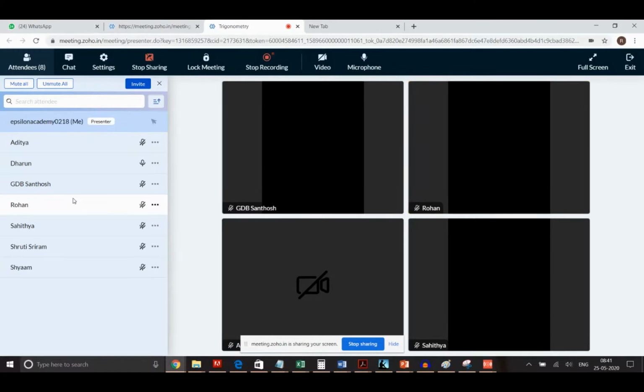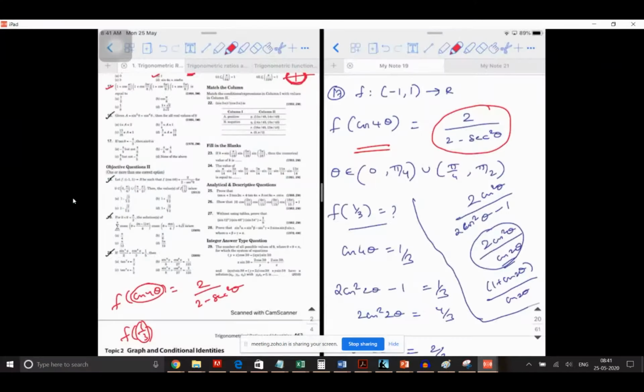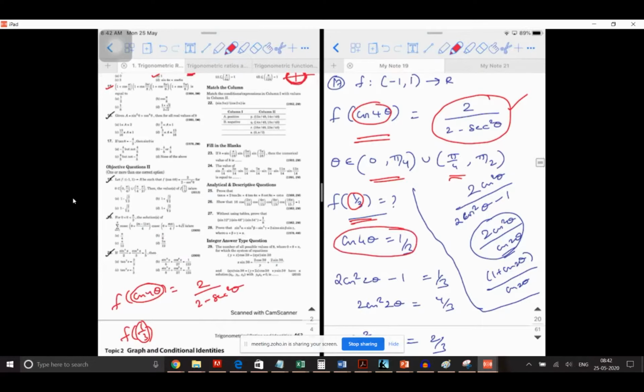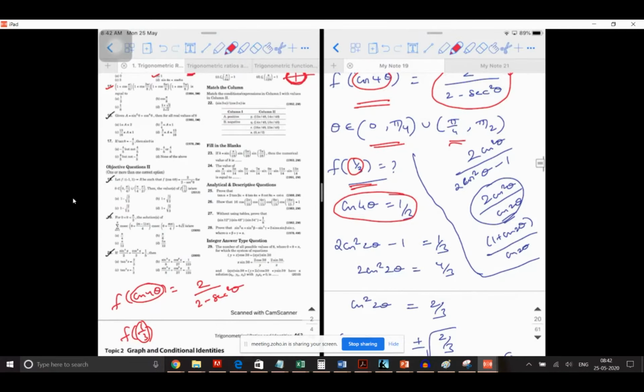right? So f of cos 4 theta is equal to 2 divided by 2 minus secant square theta. The range of theta is given in the question itself. He is asking what is f of 1 by 3. So f of 1 by 3 means it is replacing cos 4 theta. So when I take cos 4 theta is equal to 1 by 3, then we are going to apply the simplification process. We know that cos 2 theta is going to be 2 cos square theta minus 1. Right. So I got it as 2 cos square 2 theta minus 1 is equal to 1 by 3.